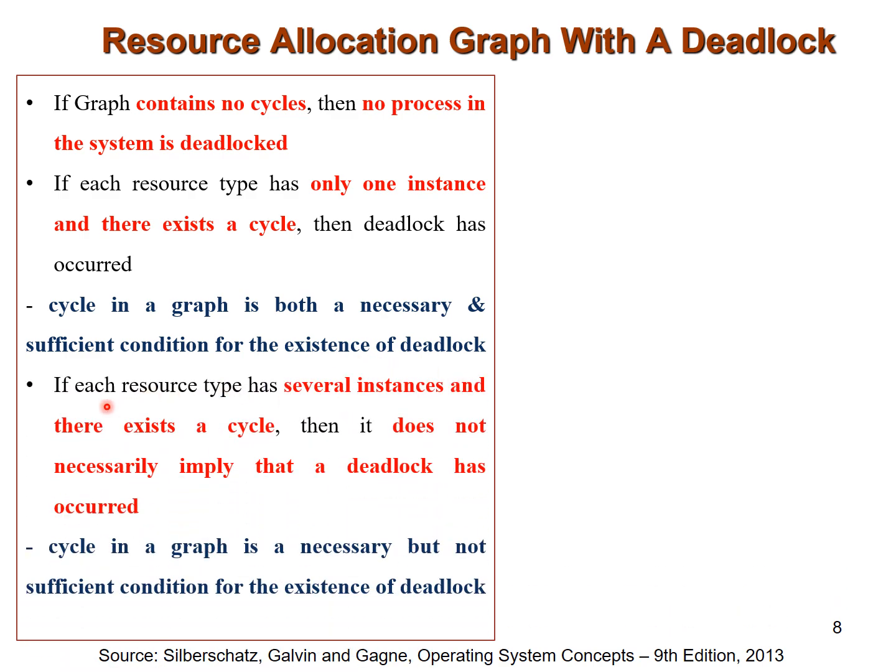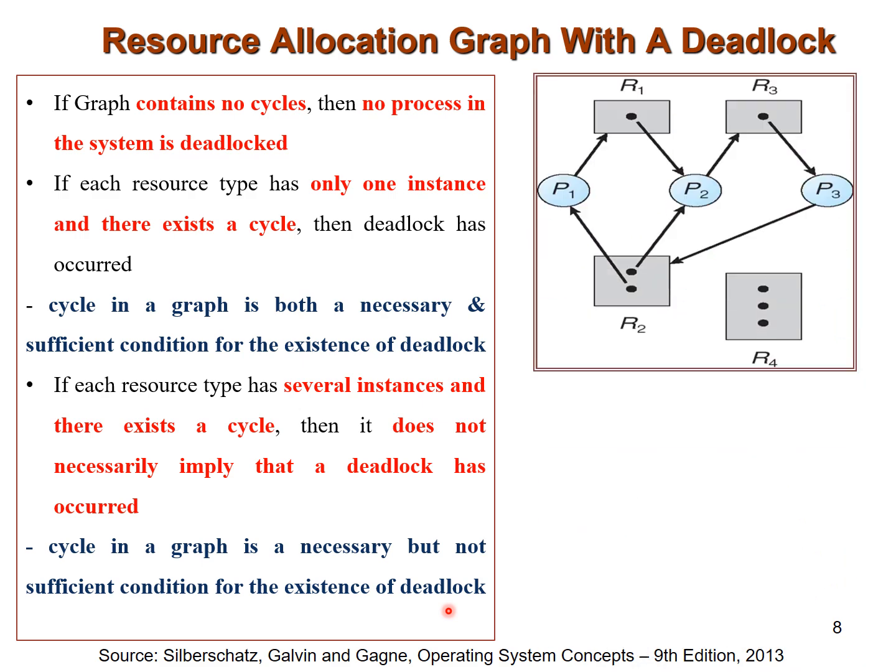But in case each resource type has several instances and there exists a cycle, then it does not necessarily imply that a deadlock has occurred, because so many instances are there. A cycle in a graph is a necessary but not a sufficient condition for the existence of deadlock.